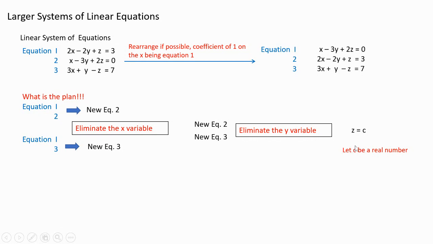That's why you have to know that these are legal terms: let c be a real number, right? So in other words, it's going to be z equals a number here. So that's my plan. After all the steps, the system should look like this. And after it looks like that, we back substitute.